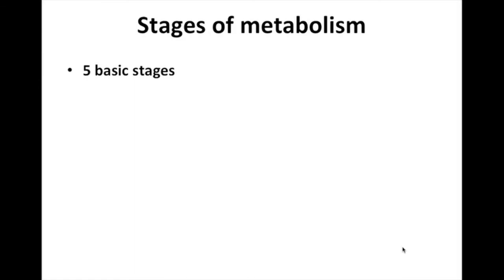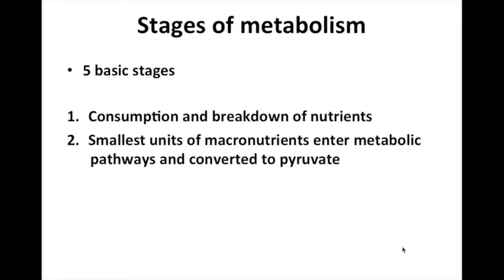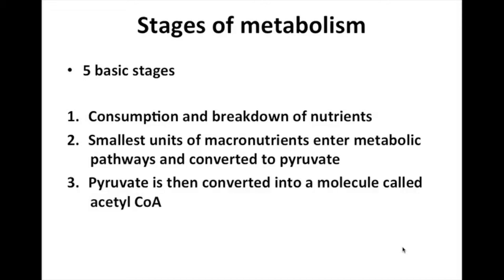So there are 5 basic stages of metabolism, so 5 processes that we need to go through to produce energy. Well, first of all, we need to eat. Okay, so any diet that tells you not to eat or not to eat a certain nutrient is not good for you. Once we've broken it down, the nutrients are going to enter their specific metabolic pathways and we're going to convert them into a molecule called pyruvate. So ultimately carbohydrate and fat turn into something called pyruvate.